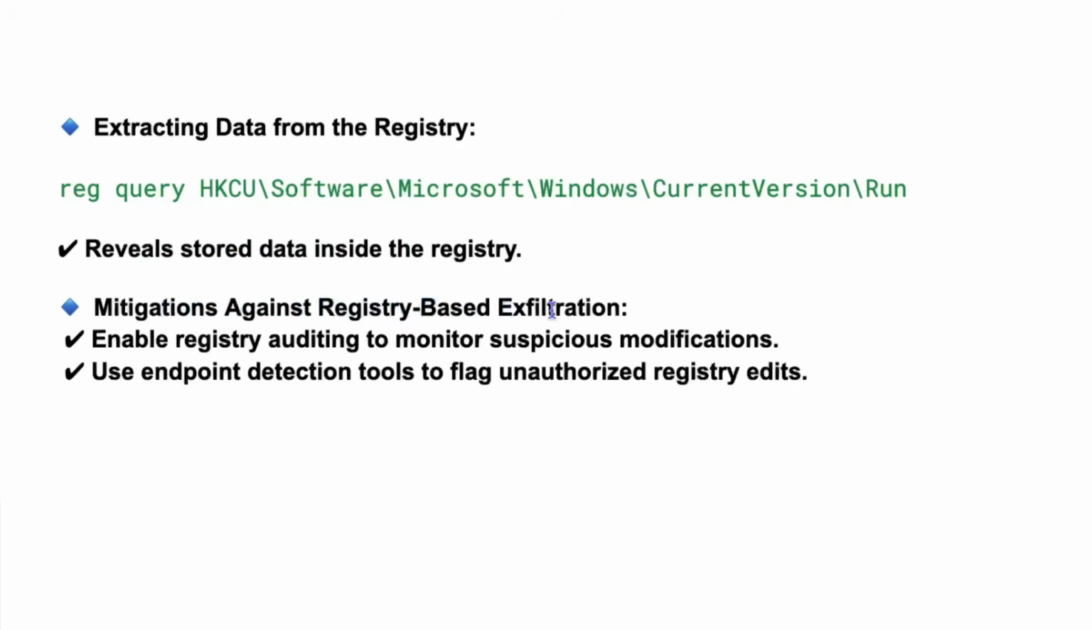Mitigations against this type of exfiltration would be to enable registry auditing to monitor suspicious modifications. You also don't want to give access to the registry to any old user. Their computer should have access to it to be able to run it, but the user themselves should not be able to run these types of commands to manually add items to the registry or to query the registry. Maybe they can query it, but they shouldn't be able to add items to the registry. Use endpoint detection tools to flag unauthorized registry edits.